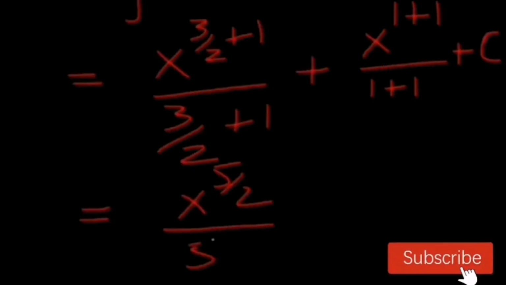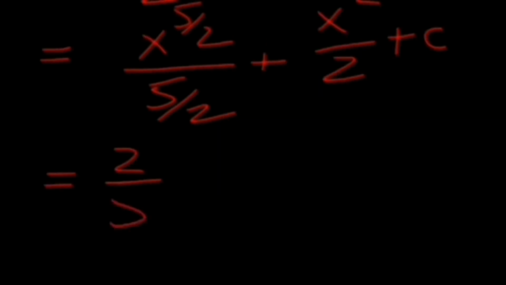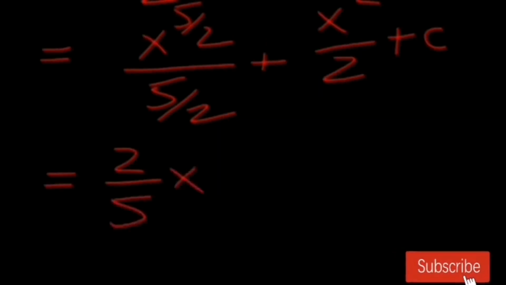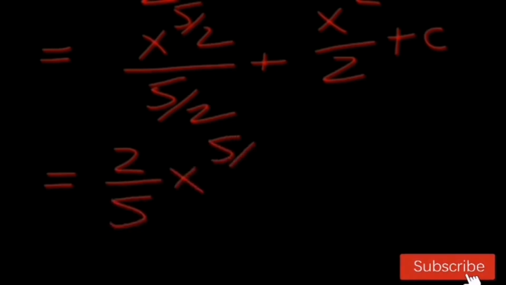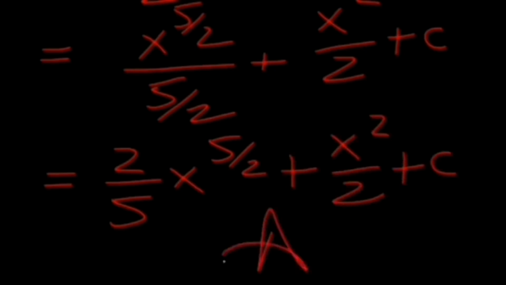This becomes x power 5 by 2 divided by 5 by 2, plus x power 2 divided by 2, plus c. So finally we can write it as 2 by 5 x power 5 by 2 plus x square by 2 plus c. This is the answer.